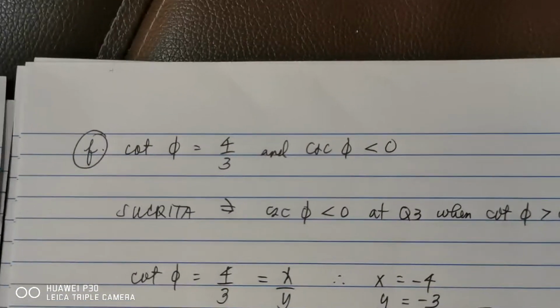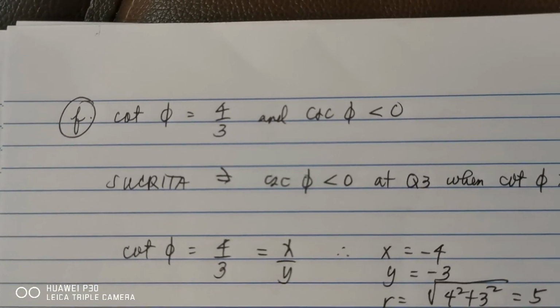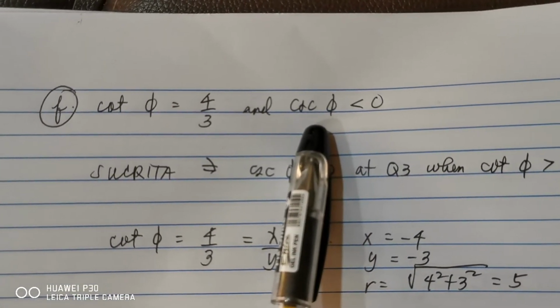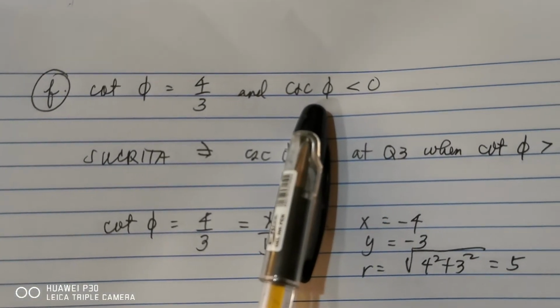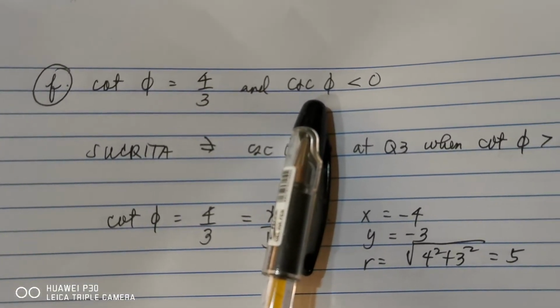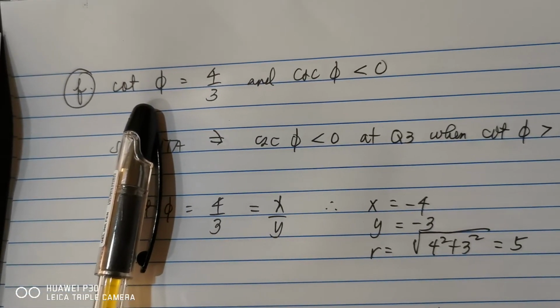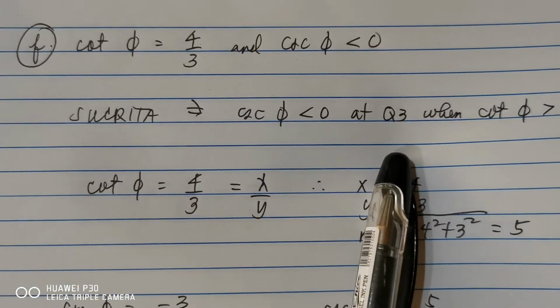Okay, letter F, we are given that cotangent phi is 4 over 3 and cosecant phi is negative. So again, cosecant phi is based upon the Sukrita of sine. So sine is negative in quadrants 3 and 4, but cotangent is positive in quadrants 3 and 4, just like the tangent. So the common quadrant is 3.